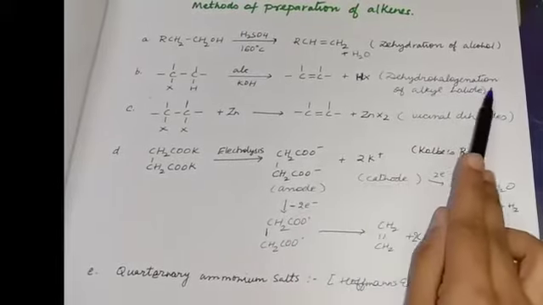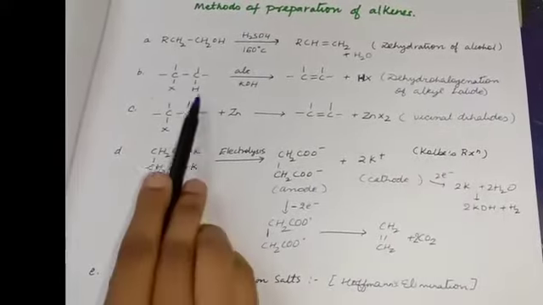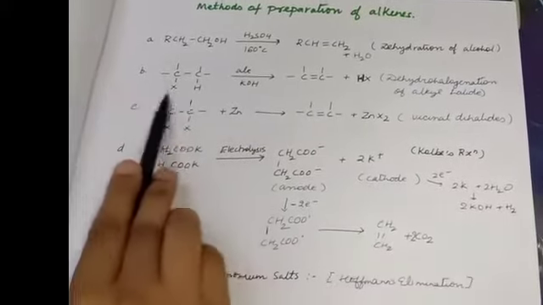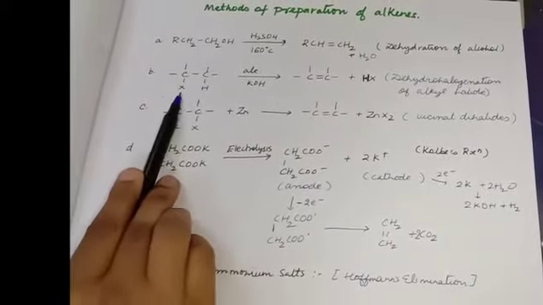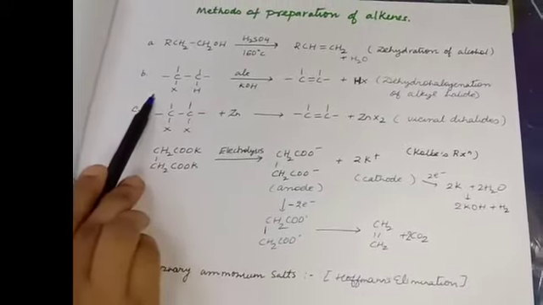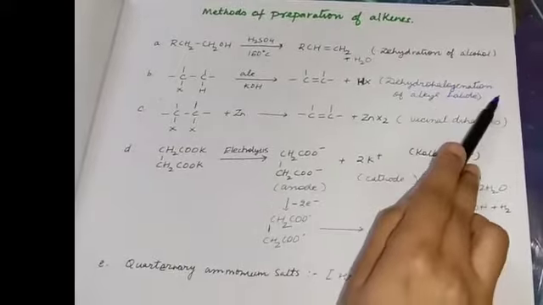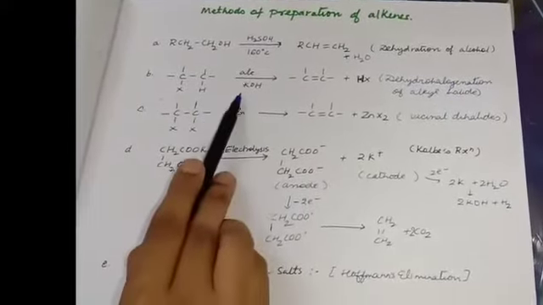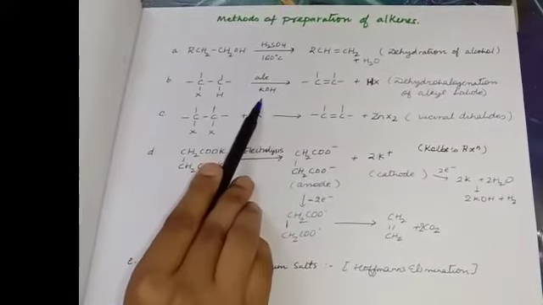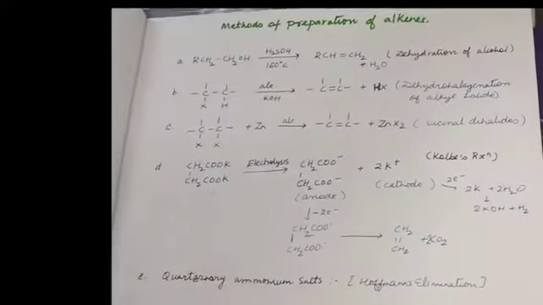Then the dehydrohalogenation of alkyl halide. Many of the reactions we have seen here are dehydrohalogenation reactions. Here there occurs the elimination of a hydrogen halide, that's why it is the dehydrohalogenation of alkyl halide. This happens in the presence of an alcoholic base, resulting in the formation of alkene.